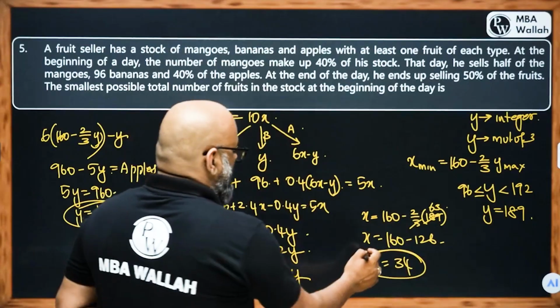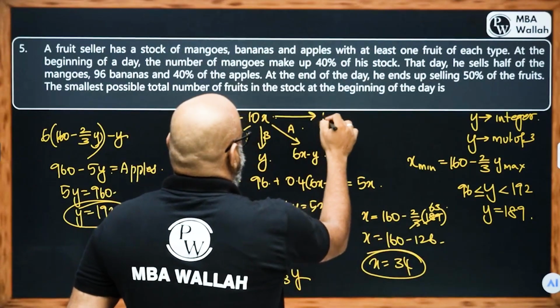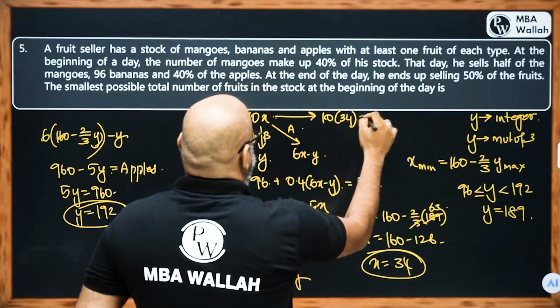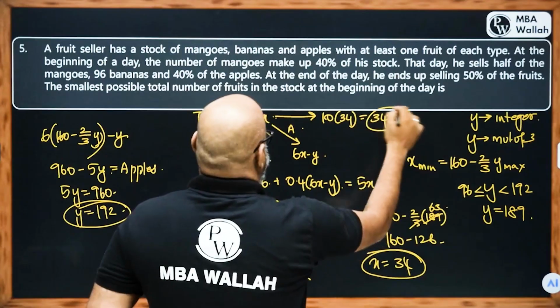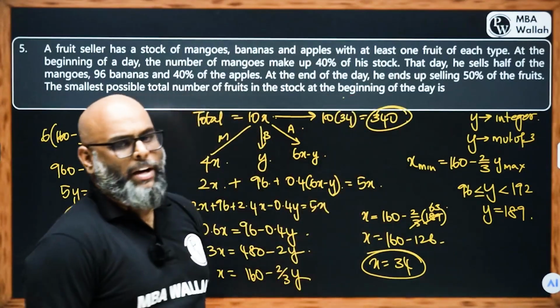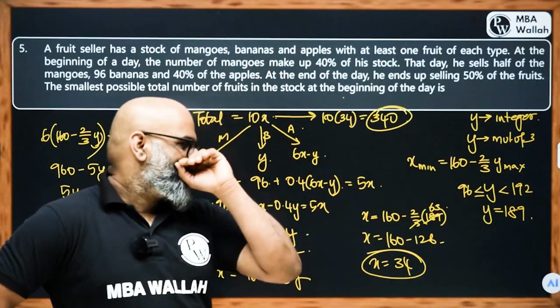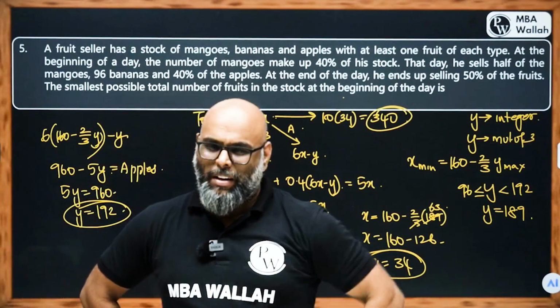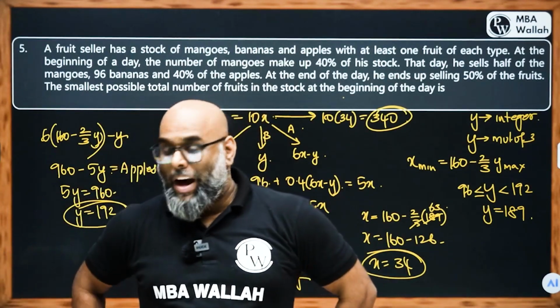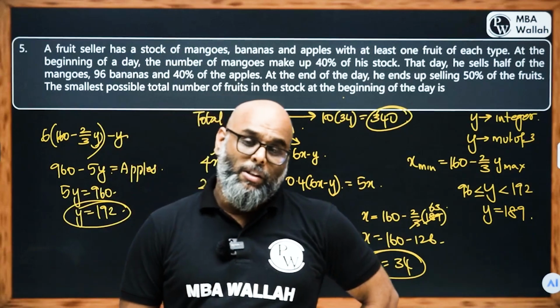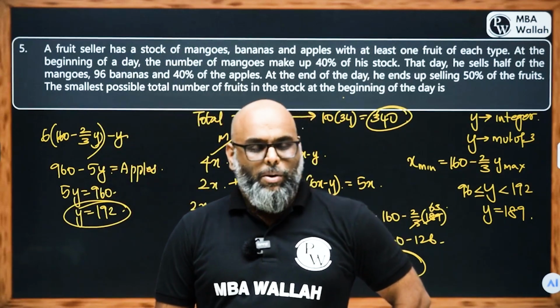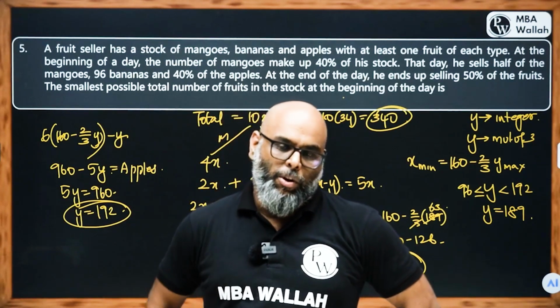Plug in x equal to 34 in this equation. So 10 into 34, 340 fruits were there at the beginning of the day, and that is our answer. Nice and easy question. It's a lengthy one, undoubtedly. But then if you know where to apply your variables, how to take them through, it's a question that is definitely there on the cards for you to solve.